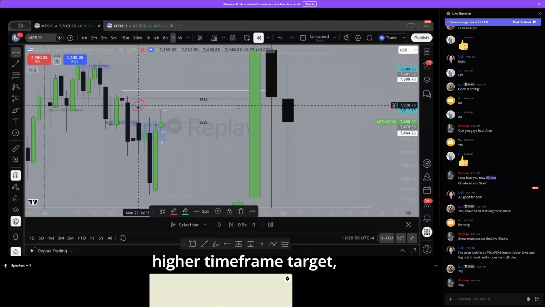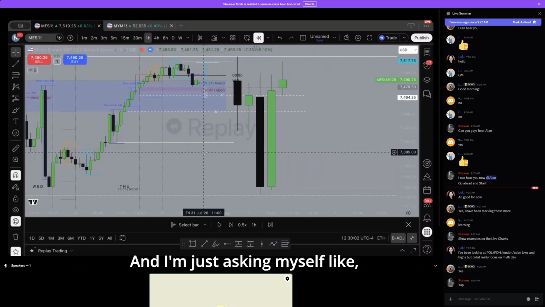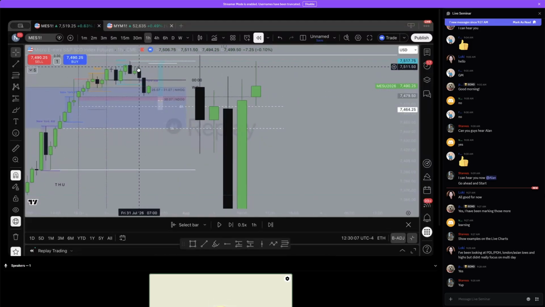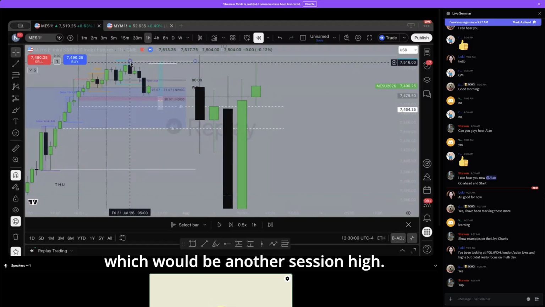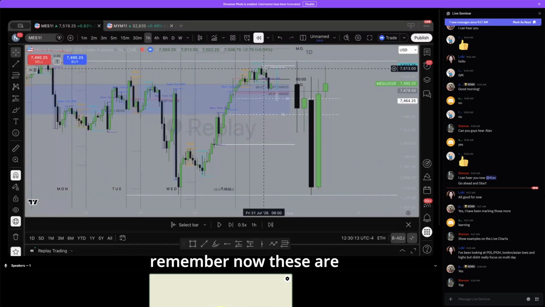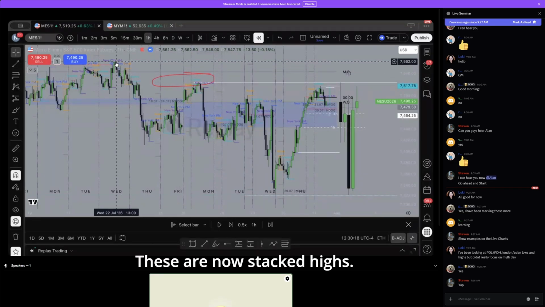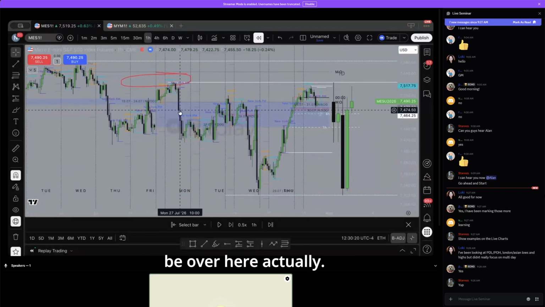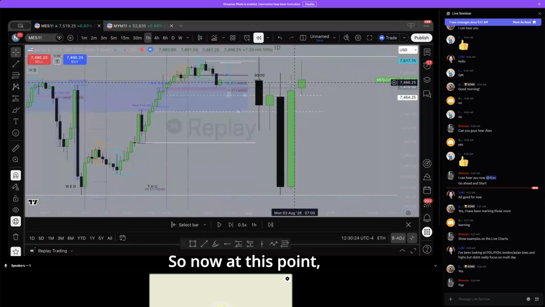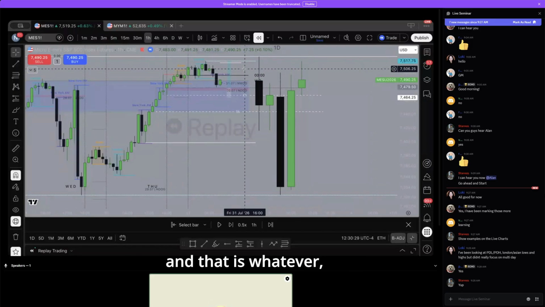Now that I found my higher time frame target, I'm going to go on the 1 hour and ask myself, what other targets do I have on the 1 hour? So right here, I'm looking at this London high, which would be another session high. And remember, these are stacked highs. So now at this point, I'm just looking for a long entry, whatever model you trade.